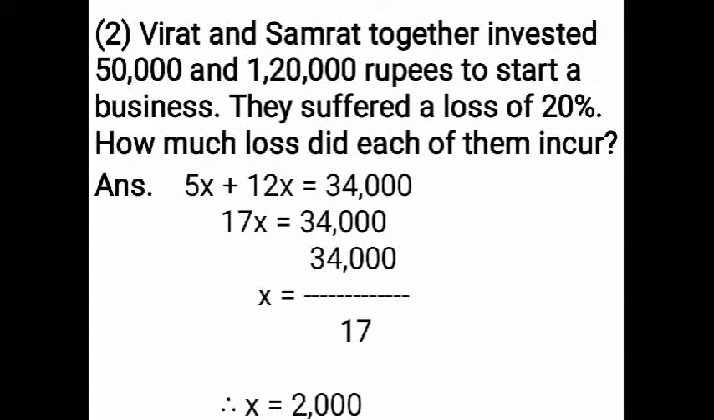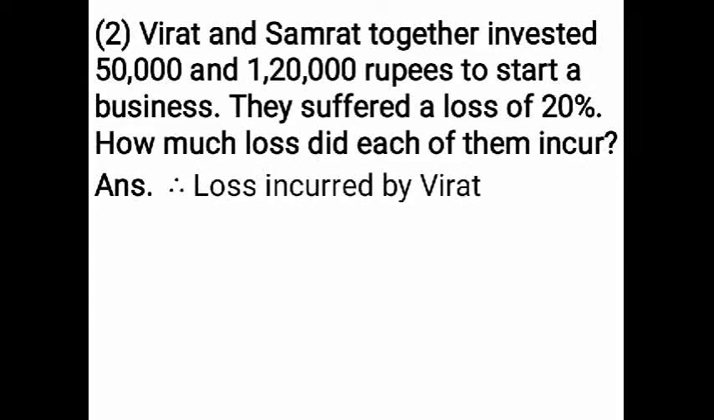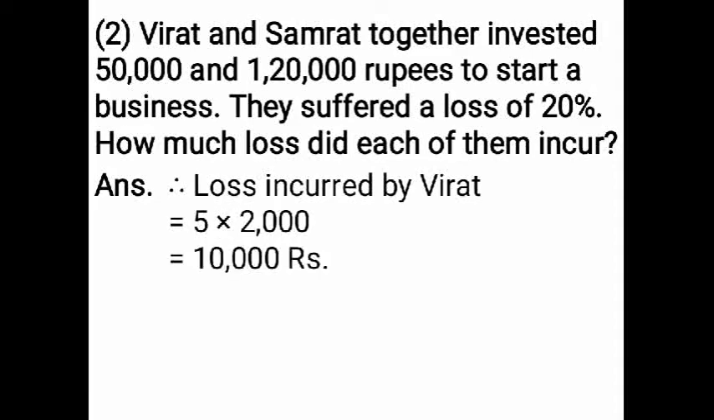Now you have to substitute the value of x. Virat incurred a loss. How much I have taken? 5x. So you have to multiply 5 into 2000. Therefore, loss incurred by Virat is equal to 5 into 2000. 3 zeros write as it is. Any number multiplying by 0 is 0. 5 twos are 10. Loss incurred by Virat I got, that is 10,000 rupees.